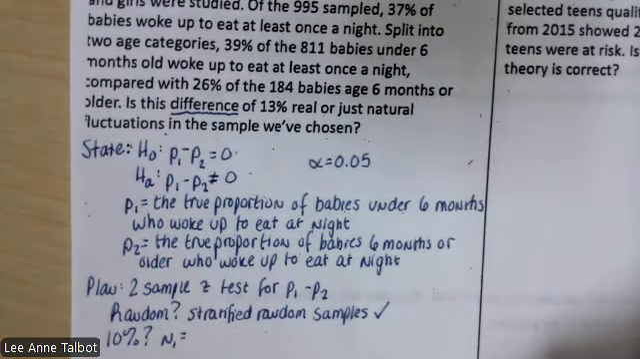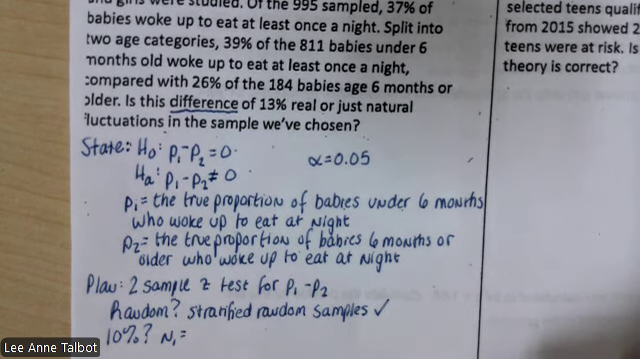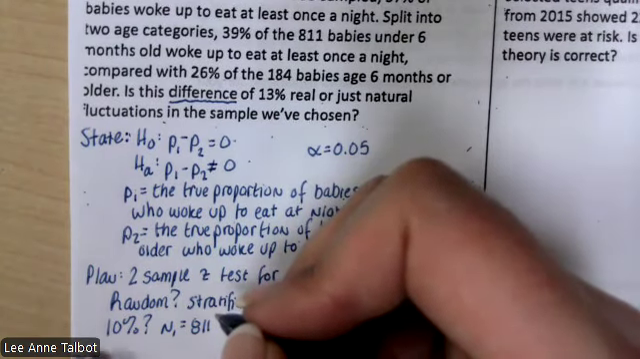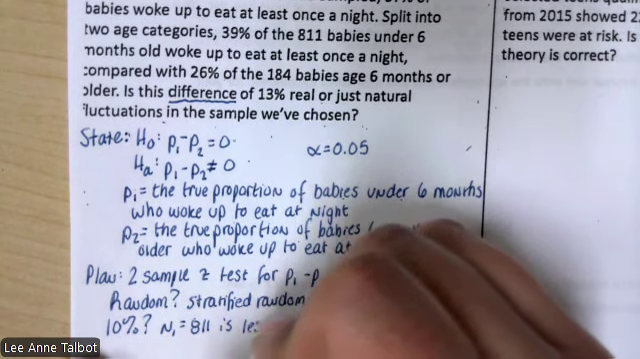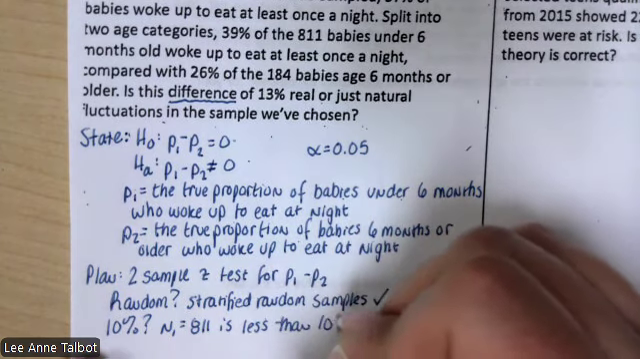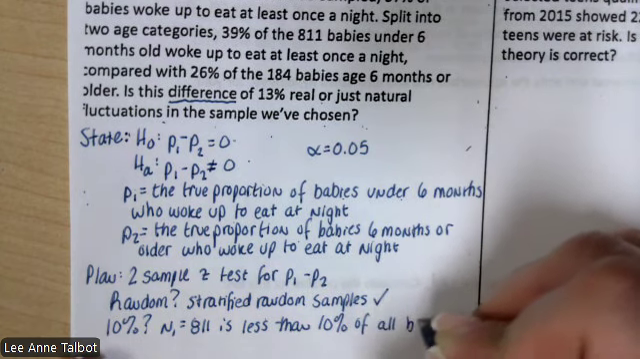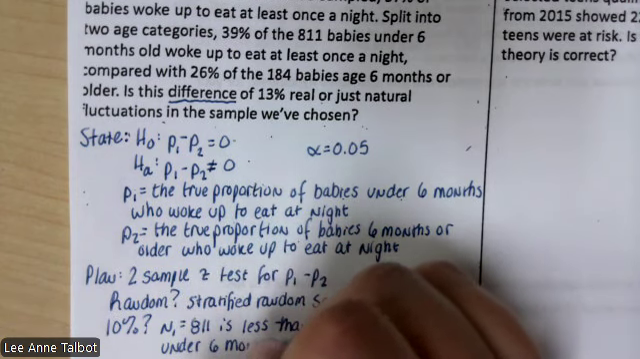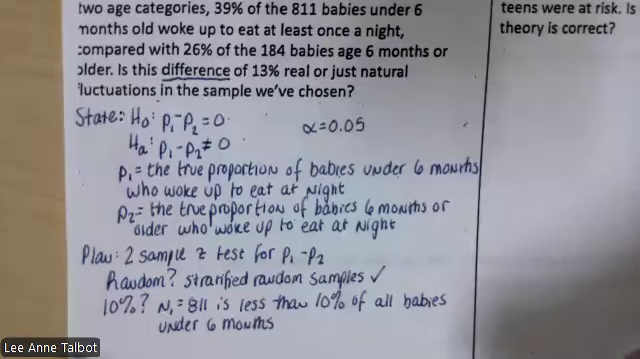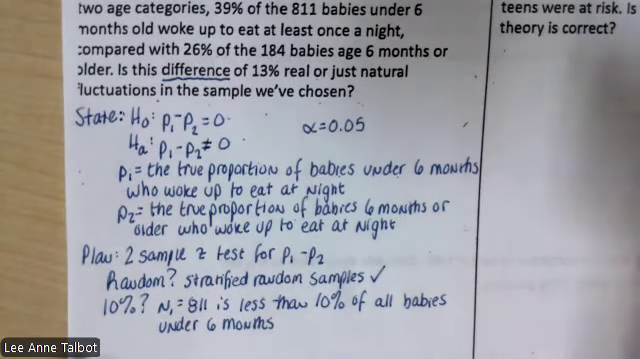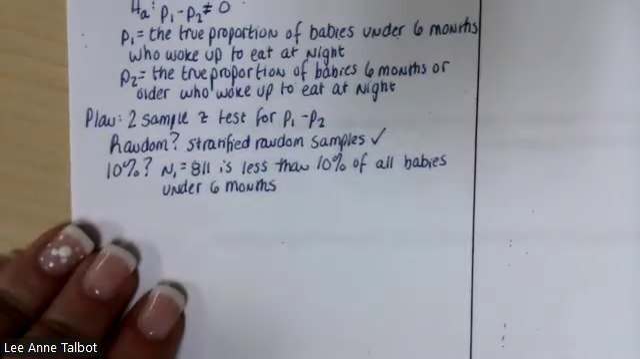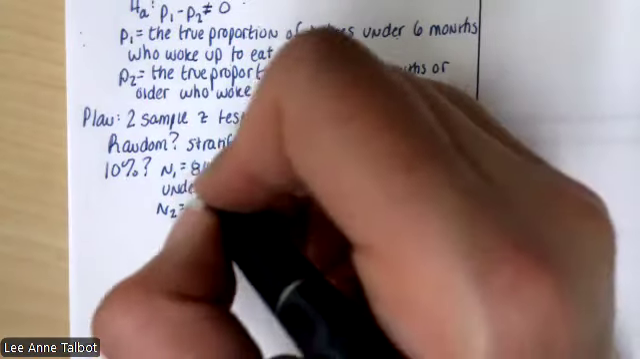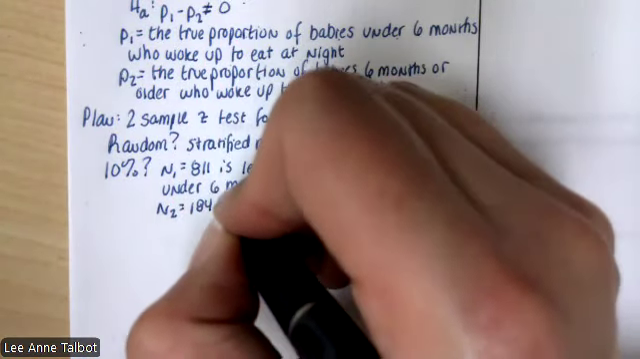Okay, what is the sample one size? 811? Adorable babies? I think there's probably 8,110 babies under 6 months. 184. Why the difference?